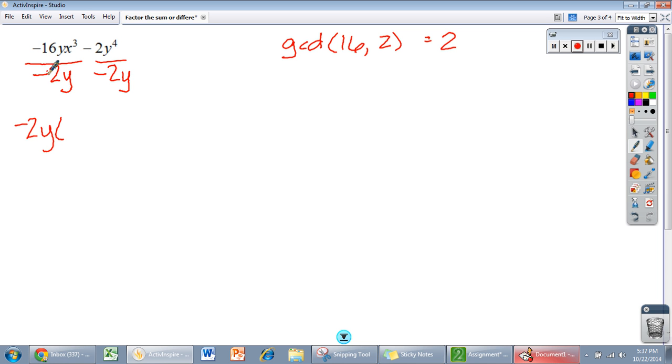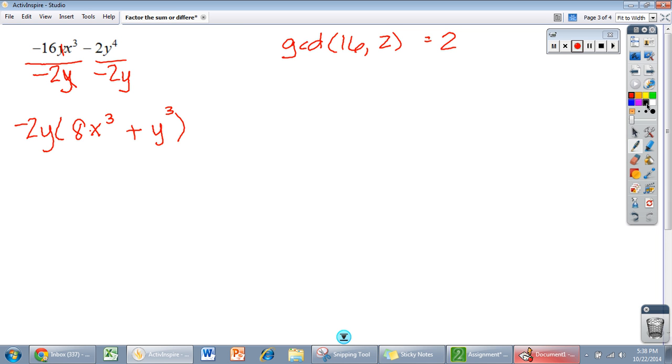16 divided by 2, because a negative divided by a negative is a positive, is 8. The y's are canceling out, and we get x to the third. Negative 2 divided by negative 2 is a positive 1, and y to the fourth divided by y is y to the third.